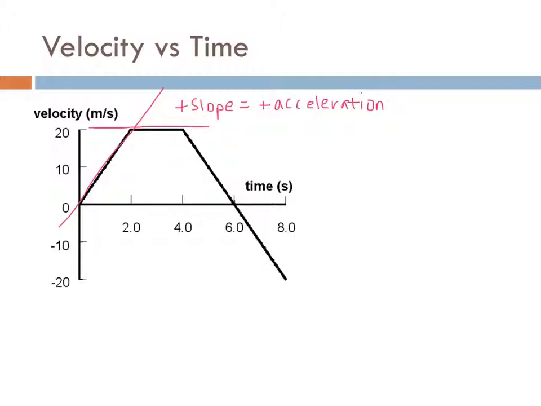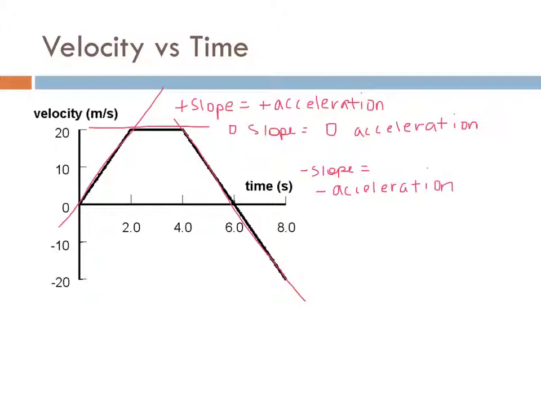Here, I have zero slope. That means zero acceleration. That doesn't mean that we are not moving. We can be moving, but we just have no acceleration. We're not speeding up or slowing down. And here we have a negative acceleration because we had a negative slope. Again, we can't always assume just because we have a negative acceleration means that we are slowing down. That's not always true.